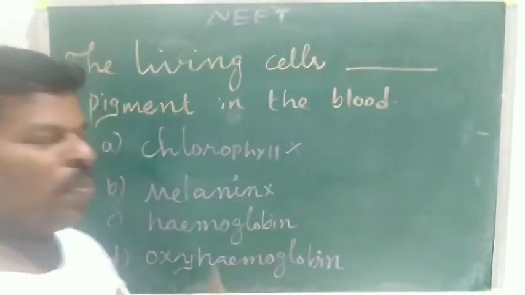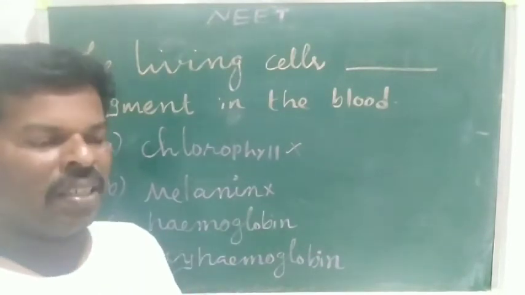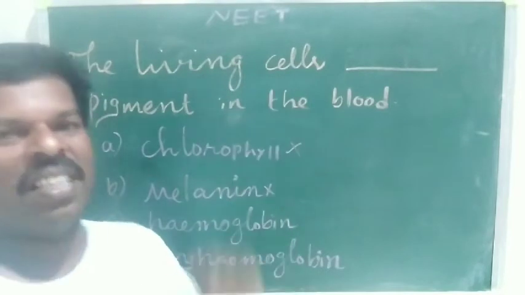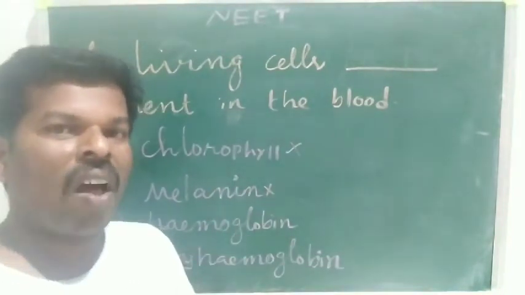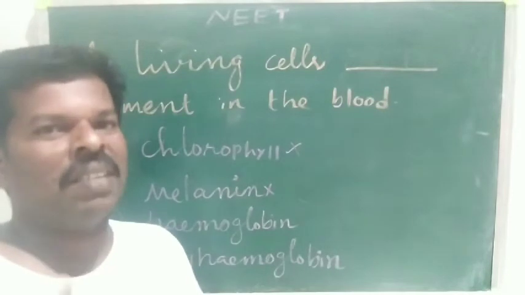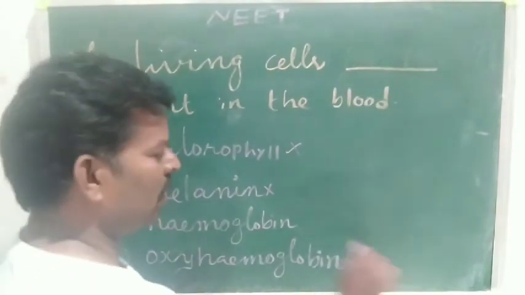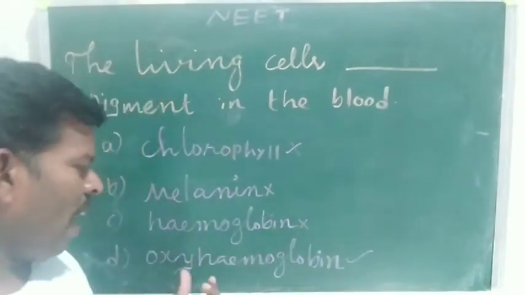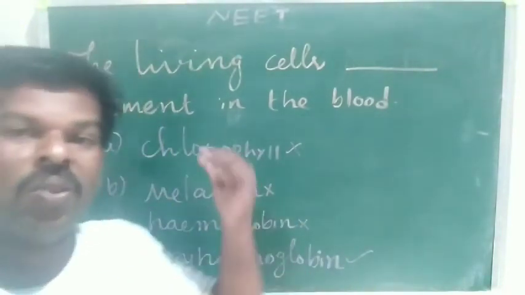Next we say hemoglobin. Hemoglobin is in the blood, but the question is about living cells. In living cells, hemoglobin is combined with oxygen. Oxygen is very important. The correct answer is oxyhemoglobin. This is also wrong. Oxyhemoglobin is the correct answer for such questions.